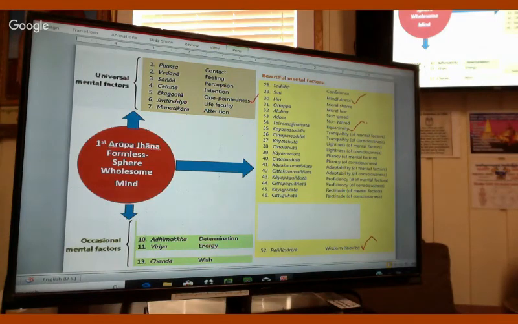We will discuss later the Lokuttara Citta, supramundane consciousness. We have to discuss a lot. Interesting. So like this, our body and mind work like this.